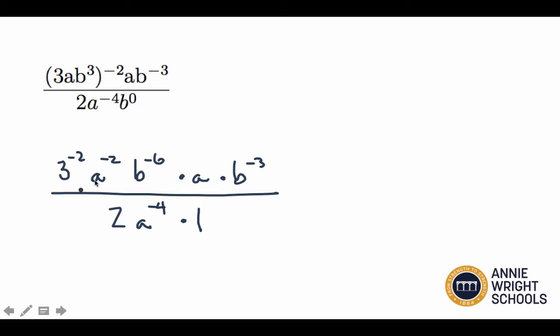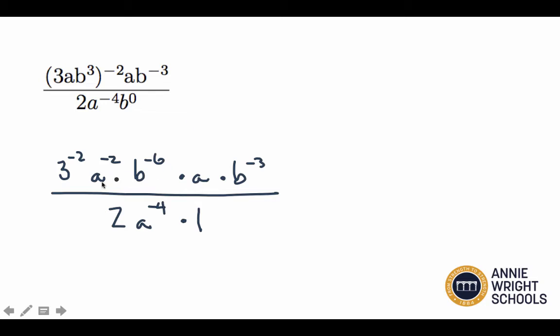Next step, this 3 to the negative 2 jumps down here. This a to the negative 2 jumps down here. This a to the 4th comes up here. There's lots of ways to do it. The b to the negative 6 and b to the negative 3 I can add or then move down.